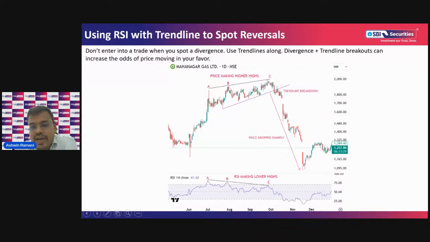Every time the new high was higher than the previous one. But if I look at the RSI, every time the price was making higher highs, the RSI was making lower highs here. The B is lower than the A point, C is lower than the B point. And when the price was making higher highs, what I did was, यहाँ पे मैंने देखा, यहाँ पे मैंने trend line draw किया. You can see the trend line is in a 45-degree angle.